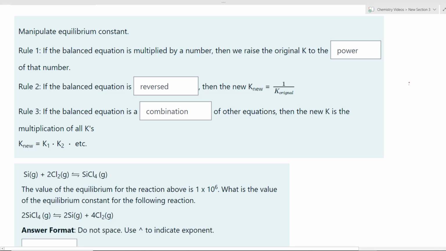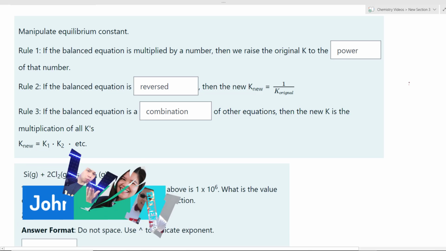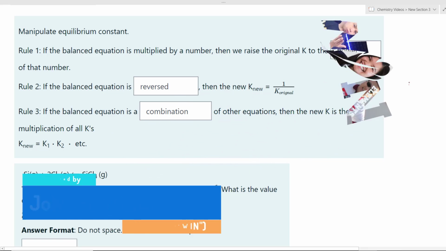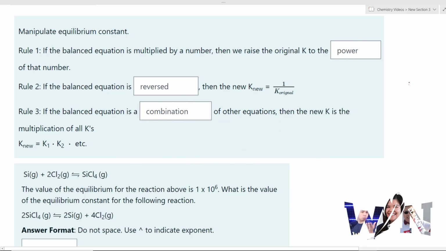Now, first of all, we learned that most reactions require multiple steps. And then we just learned that at equilibrium, we have something called the equilibrium constant. So each one of those reactions has its own equilibrium constant. So what happens when we combine them together? What happens when we manipulate a chemical reaction at equilibrium?